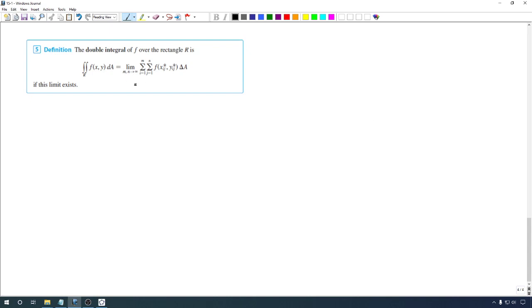So we take our limit as m and n go to infinity, and we get this, what we'll use the notation of two integral signs with the rectangle labeled down below, of our function, and we'll use dA because we were using delta A before.